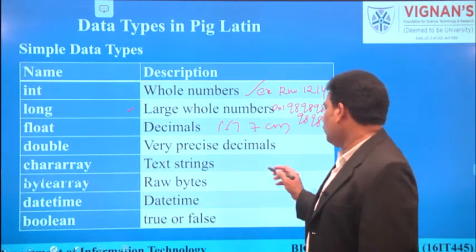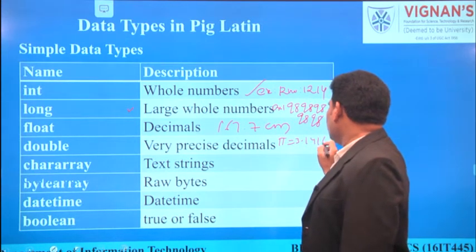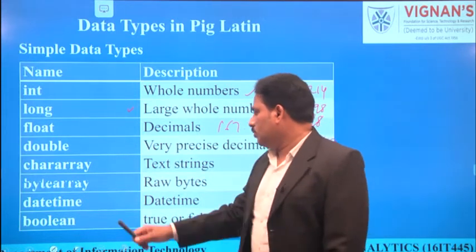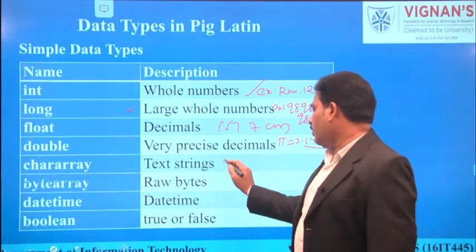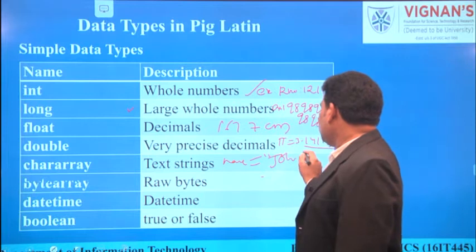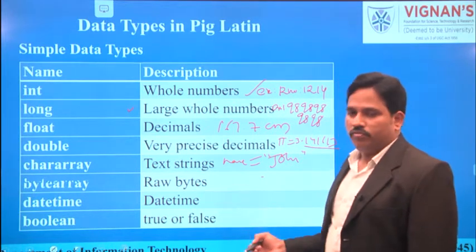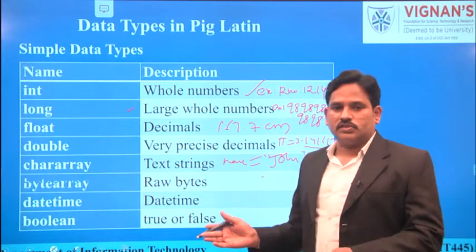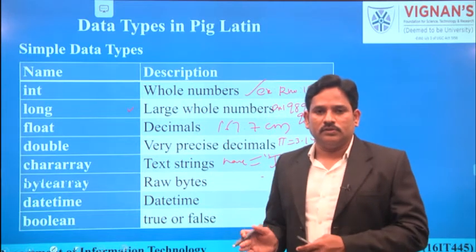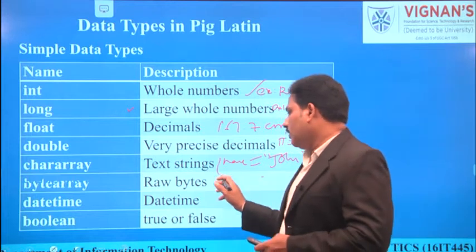If it is a high precision number like the pi value, 3.1417 something, if you are having a very high precision value, we can use double. If you want to write the name of a student, we can use text strings, like name of a student equal to John. If you are having byte information, generally byte information is a stream of data. When we are calling a complete array information, a group of values in an array, we can use char array and byte array.